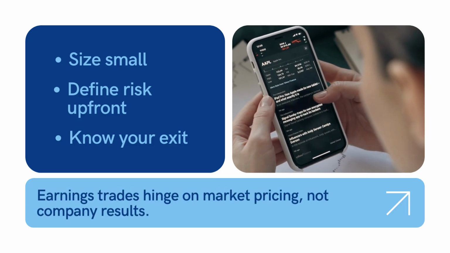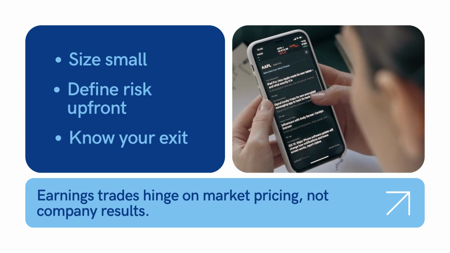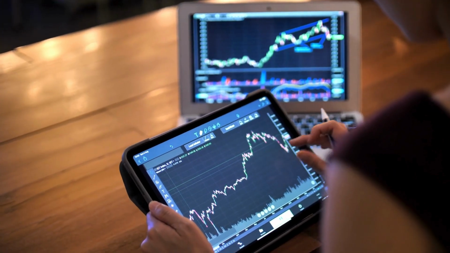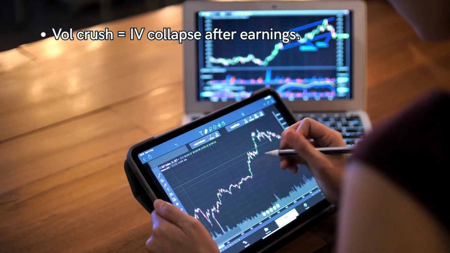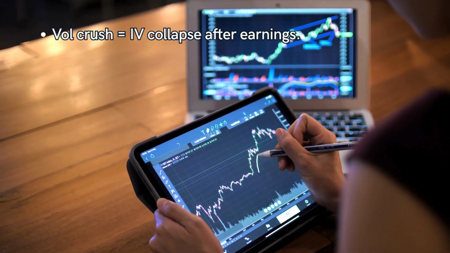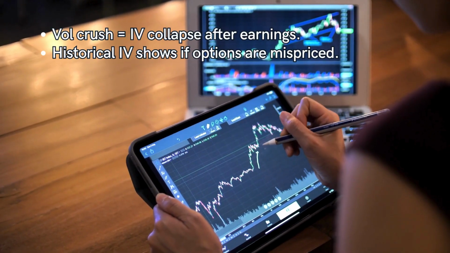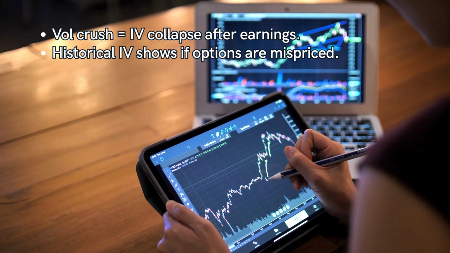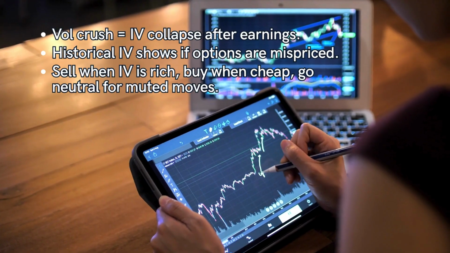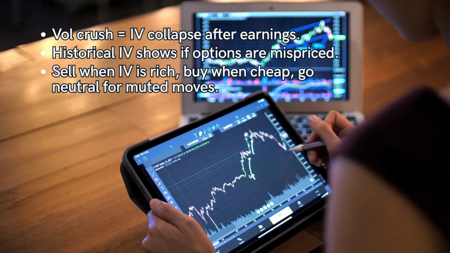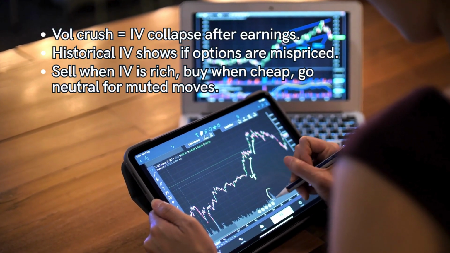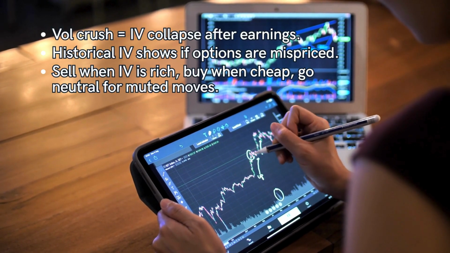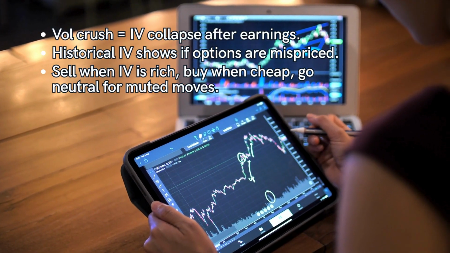Remember, earnings trades are less about being right on the company and more about being right on what the market priced in. To recap, vol crush is the collapse of implied volatility after earnings. Historical IV data helps you judge whether options are overpriced or underpriced. Use the right structures: premium selling when IV is rich, premium buying when IV is cheap, or neutral setups when you expect muted moves. The edge comes not from predicting the headlines, but from understanding how volatility behaves.